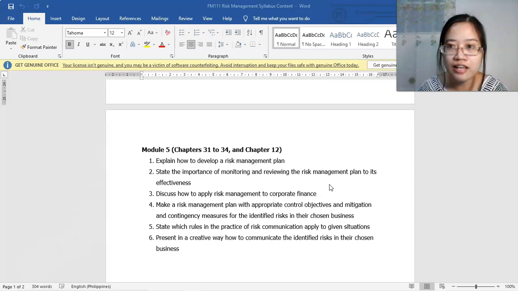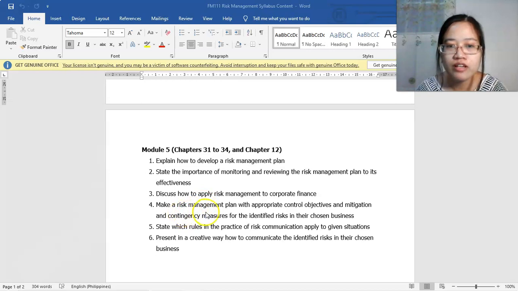After evaluation, you have your review, or you make changes to the plan. And then after that comes communication. Under Module 5 pa rin, discuss the applicability ng risk management to corporate finance.